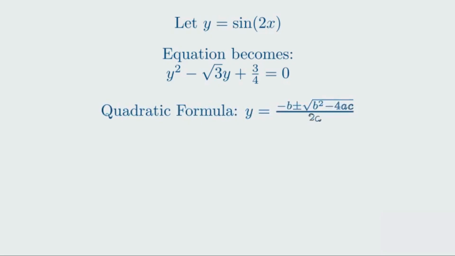Here a is the coefficient of y squared, which is 1. B is the coefficient of y, which is negative square root of 3, and c is the constant term, 3/4. Now, let's plug these values into the quadratic formula.